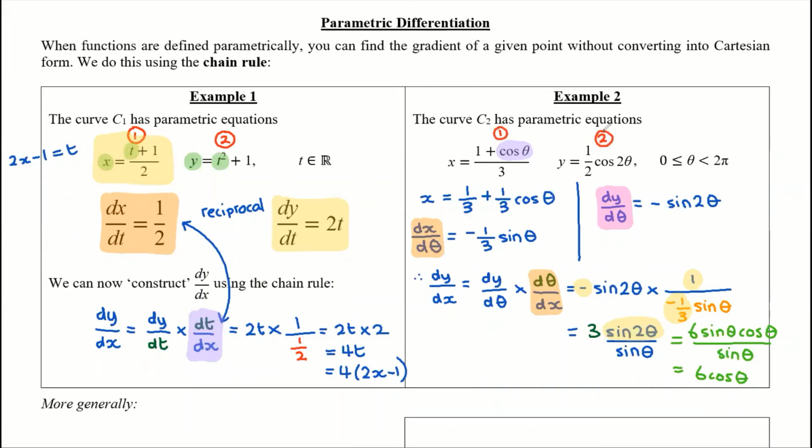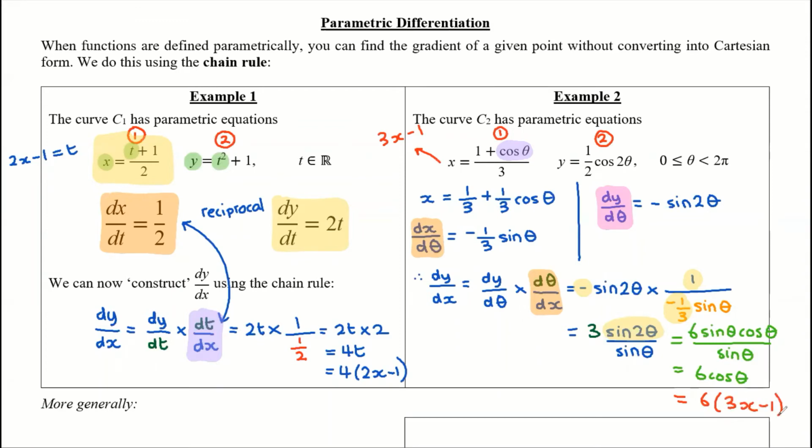Okay, and if I rearrange equation 1, we're going to get 3x, and then subtract 1. All right, and if I multiply all that by 6, you can see that it's exactly the same as what we got previously. So 6 lots of 3x subtract 1.